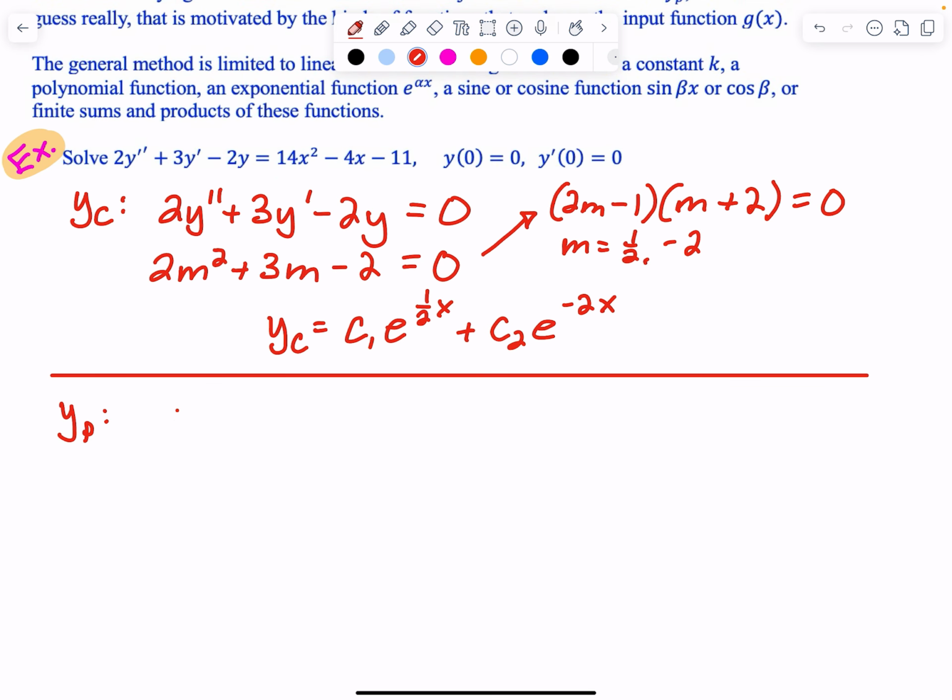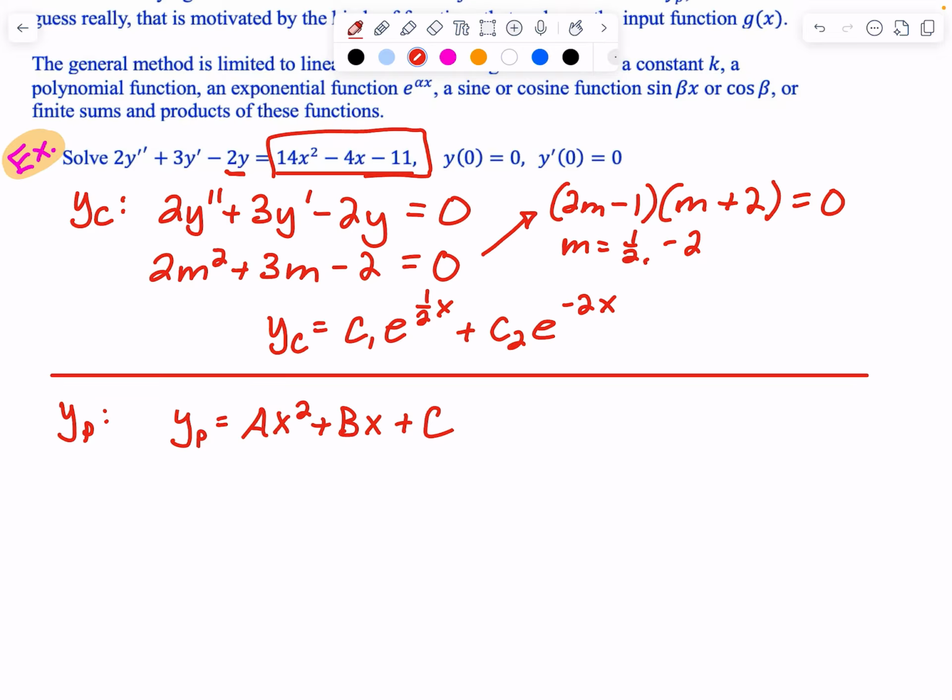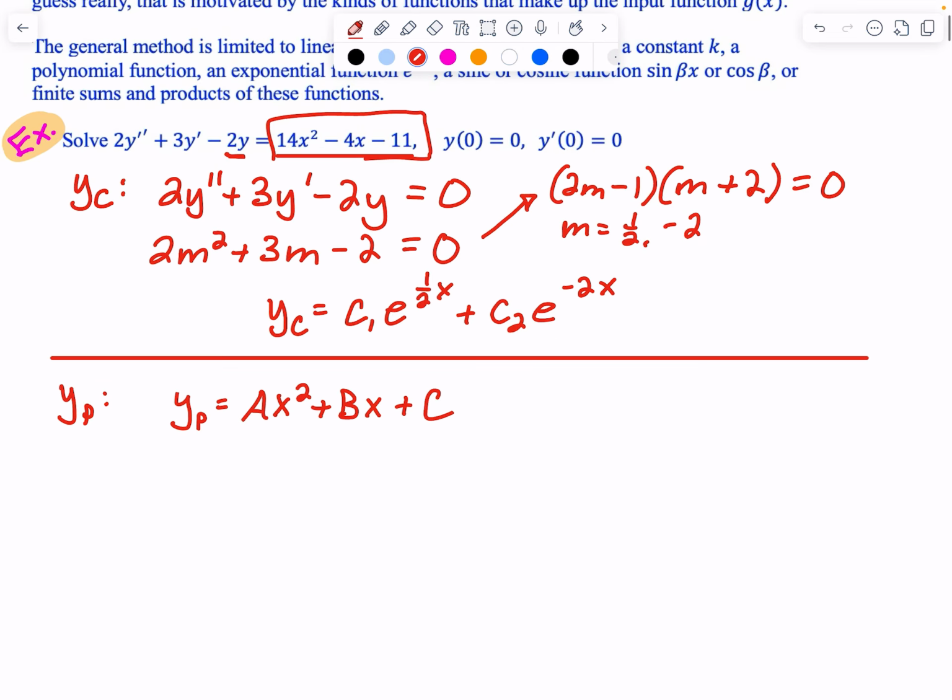Okay, so here's my guess. So I'm going to say my particular solution. Okay, if I'm looking at this right-hand side, it looks like I'm taking derivatives. Well, I am taking derivatives of some function to get that. So since I still have my y here too, I'm just going to guess y_p equals ax squared plus bx plus c. I feel like if I take derivatives of that, then I might end up getting back to that. So what we do is we take our guess.